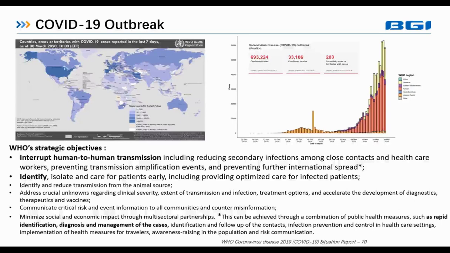In order to fight this COVID-19 outbreak, WHO put together strategic objectives. This is a very text-heavy and busy slide, but I just want to point your attention to keywords such as interrupt human-to-human transmission, identify early, rapid identification, diagnosis, and management of cases. So it's clear early detection and diagnosis will play a critical role in combating the outbreak.